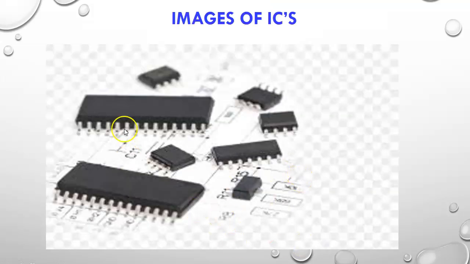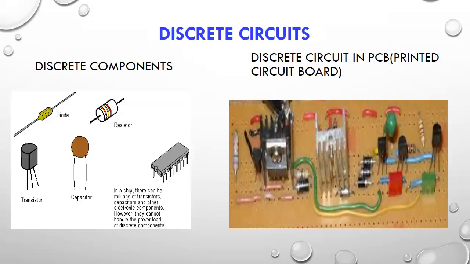These are all the images of analog ICs and digital ICs, that is, general IC images. These are examples of discrete circuits. These are all the separate components: diode, resistor, transistor, capacitor, IC. We have to connect them on a PCB or breadboard. We have to do wiring, or we have to solder these components for interconnection. These are all examples of discrete circuits.